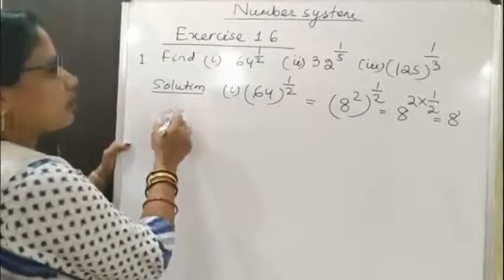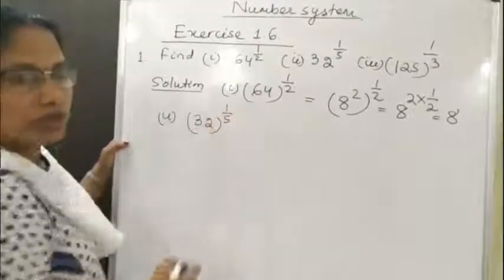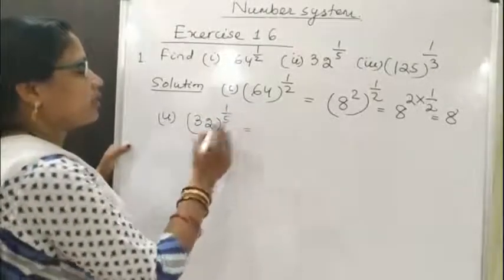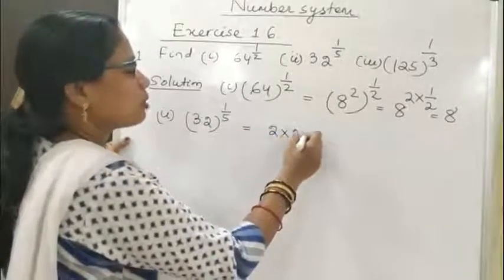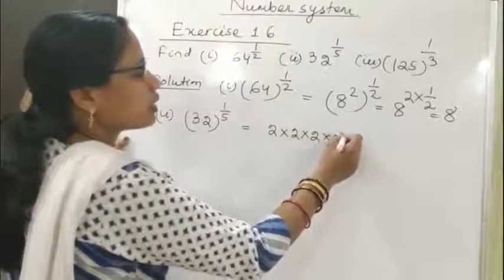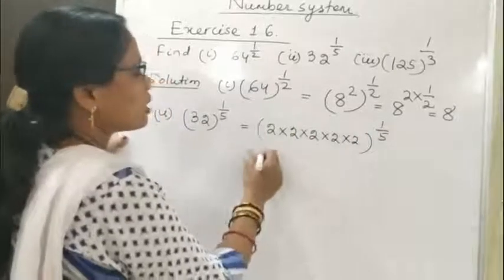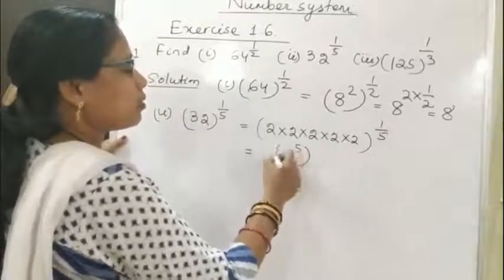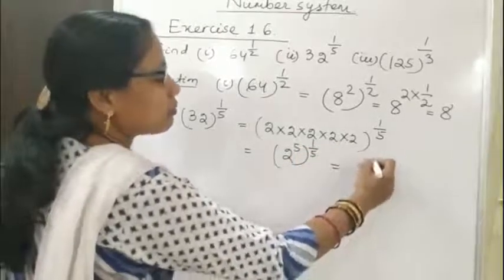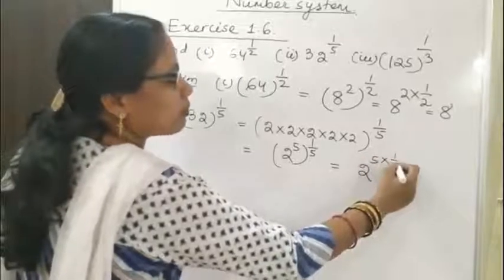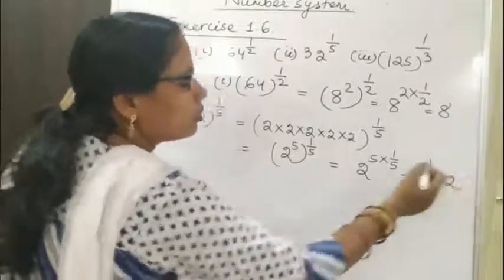Then second one, 32 to the power 1 by 5. If we write 32 as the prime factorization, this will be 2 multiplied with 2, so 5 2s are there, whole to the power 1 by 5. So this can be written as 2 to the power 5, whole to the power 1 by 5. So this is equal to 2 to the power 5 multiplied with 1 by 5. So this is equal to 2 to the power 1, that is equal to 2.